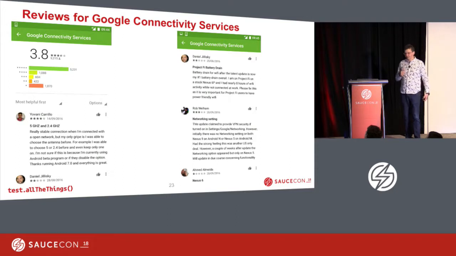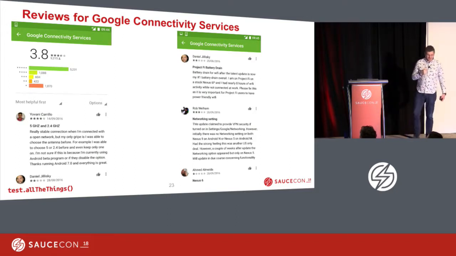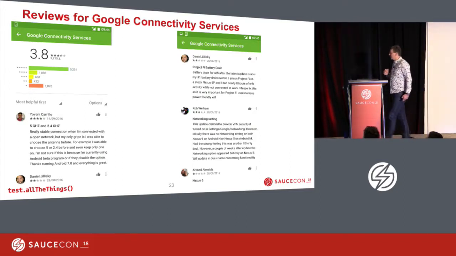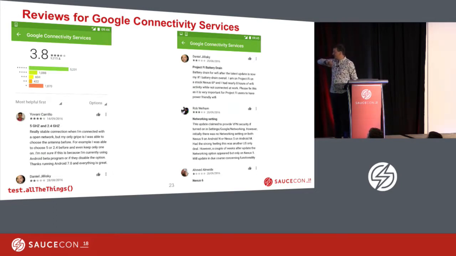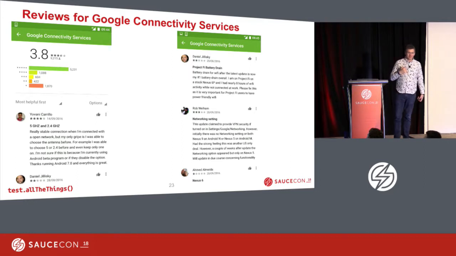This is a Google application. We'd hope that Google would be better, particularly at communications. And what we can see here on the right-hand side at the top is battery drain. So you're complaining about battery drain there. There's someone complaining about network settings, someone complaining about the two different speeds of the Wi-Fi network, 2.4 gigahertz and 5 gigahertz. So all of this might help us to think better about our testing that we're doing.